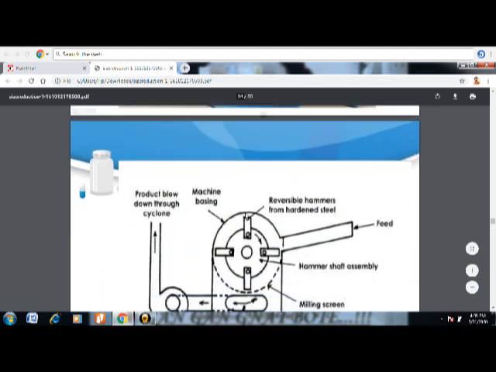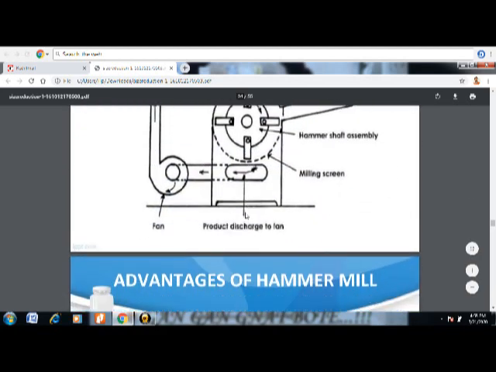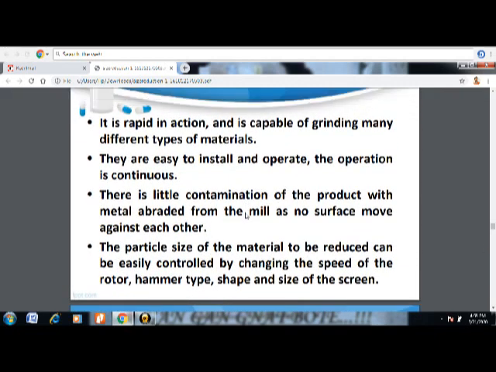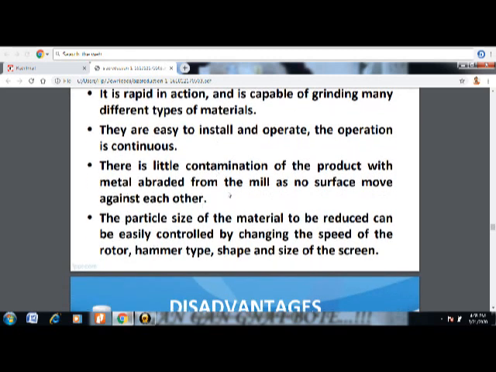Now we'll discuss the advantages of this mill. Now the first advantage is that it is rapid in action, and it is capable of grinding all types of material. Whatever material you want to grind, you can grind by using this hammer mill. Then it is very easy to install and operate. Anyone can install it and operate it. No skilled person is required for the operation, and this operation is continuous. It is not a batch process. There are very little chances of contamination. Why? Because two opposite-side moving particles or objects are not present here.